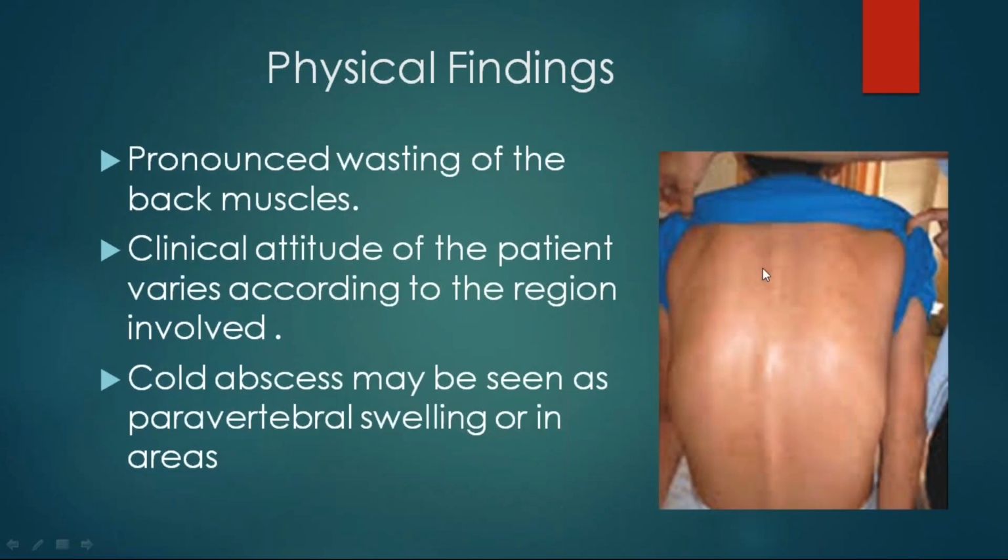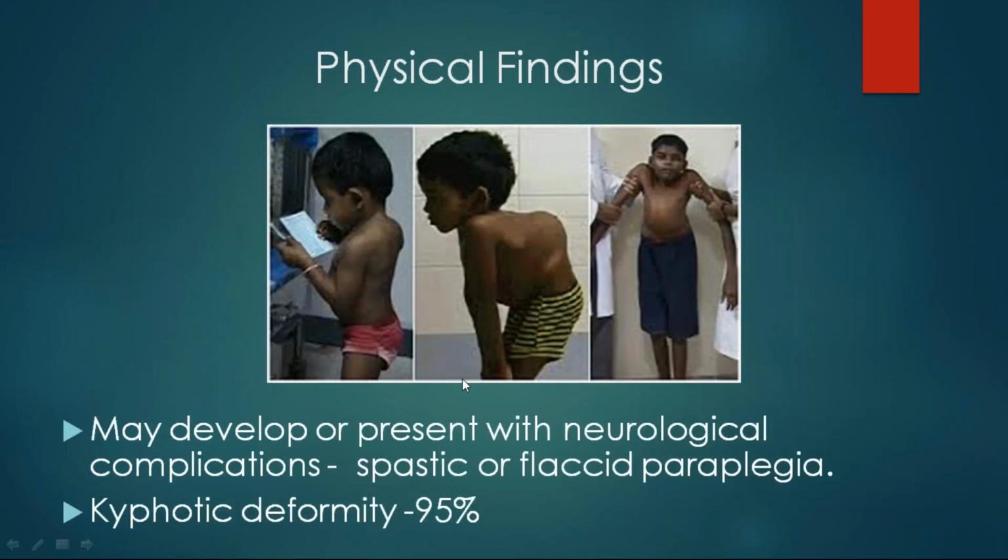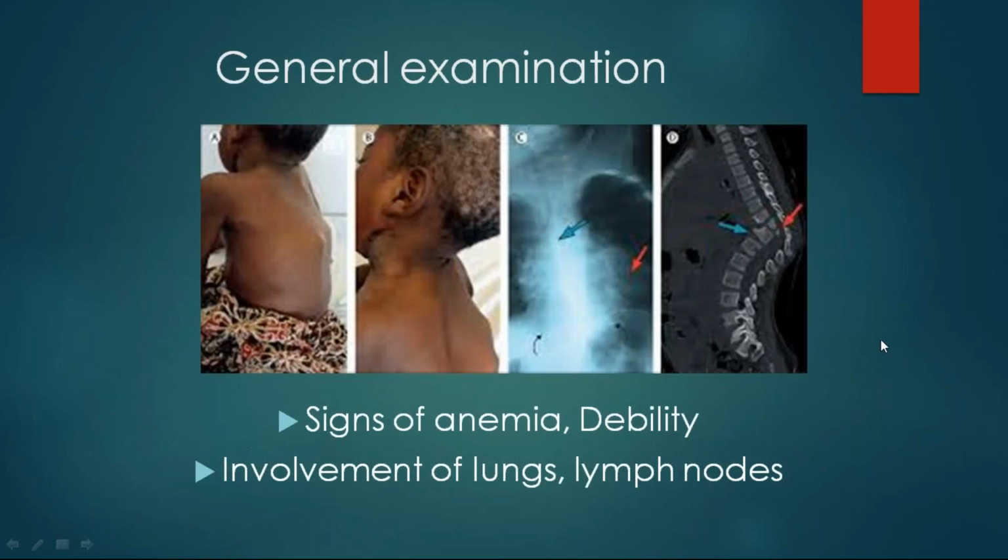Among the physical findings, you can see there is wasting of the paraspinal muscles, all the back muscles. And with a cold abscess, you can even see the swelling when examined. Here you can see the child has a deformity of the spine, which is kyphoscoliosis, and here the chest is protruded because of the kyphosis. So the most common deformity seen in TB is kyphosis, not scoliosis, but kyphoscoliosis may be seen.